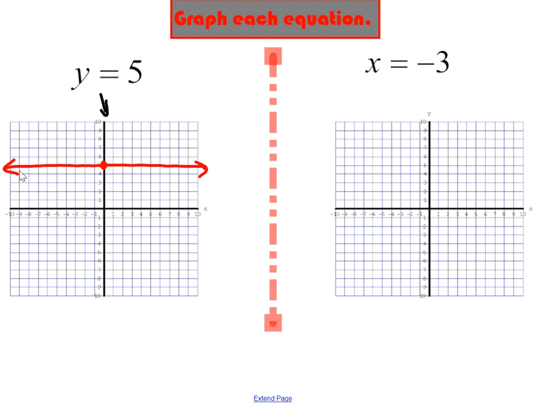Our next one, we have x equals negative 3. So this is my x-axis. So I'm going to put a dot at negative 3. And I know that anytime I have x equal to some number, it's always going to be a straight up and down line. So I'm going to draw a straight up and down line.